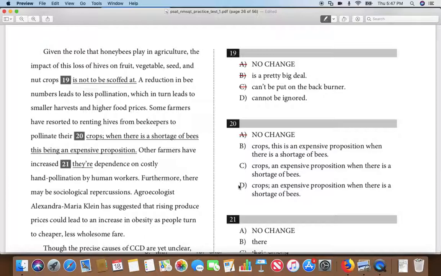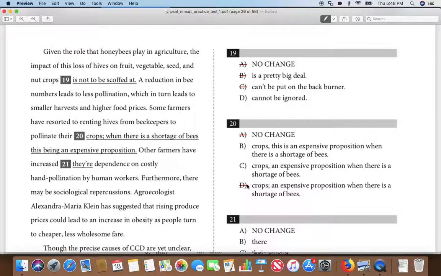And so I mean, it was the same issue with A as well. The second half was not a standalone thought. I think the first half is some farmers have resorted to renting hives from beekeepers to pollinate. Yeah, the first half is, but the second half of A and D just isn't a standalone thought. So A and D are gone. Okay, now it's either B or C.